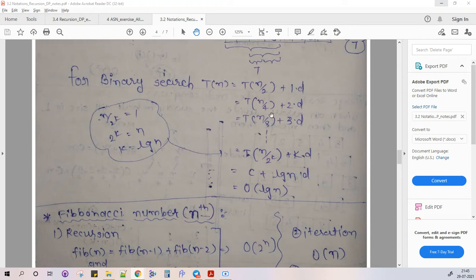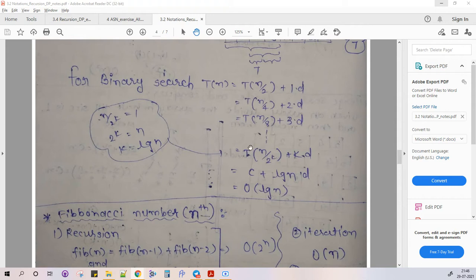The value of T(n/4) would be T(n/8). Just divide whatever value we have by 2. So T(n/4) divided by 2 would be T(n/8) plus d plus 2d, which would be 3d. So now we know, from the first recursive call, it is n/2 and 1d. In the second iteration, it is n/2 squared plus 2d. Third iteration, n/2 cubed plus 3d. So at the kth recursive call, it would be n divided by 2 raised to k plus kd.